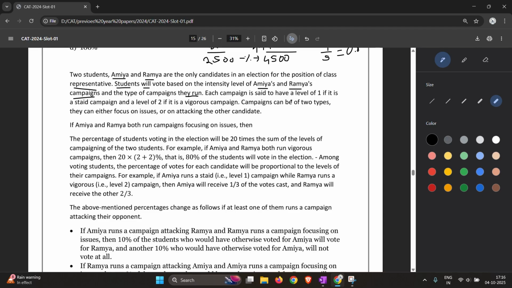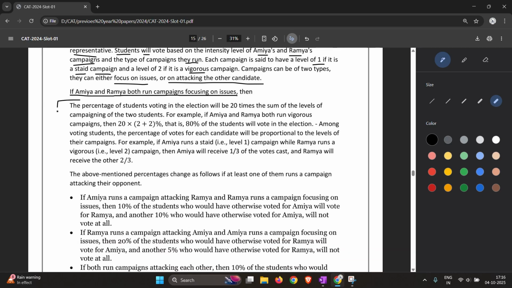Each campaign is said to have a level of 1 if it is a styled campaign and a level of 2 if it is a vigorous campaign. Campaigns can be of two types: either they focus on the issues or they attack the other candidate. So, if Ramya and Amya both run campaigns focusing on issues, then this is the scenario that would happen.